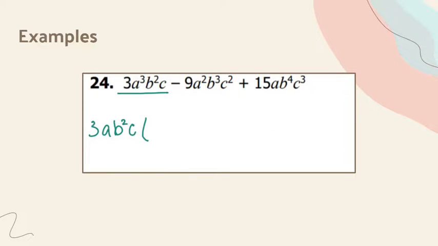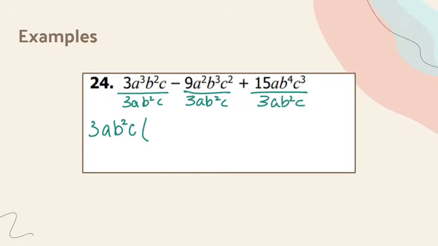So I am going to write this 3ab squared c. Divide every term by that and see what's left, and that's what's going to go in our parentheses. So this may make more sense to some, or it may make less sense to others, and that's okay. Just whichever way is more practical for you and makes more sense to you is fine.